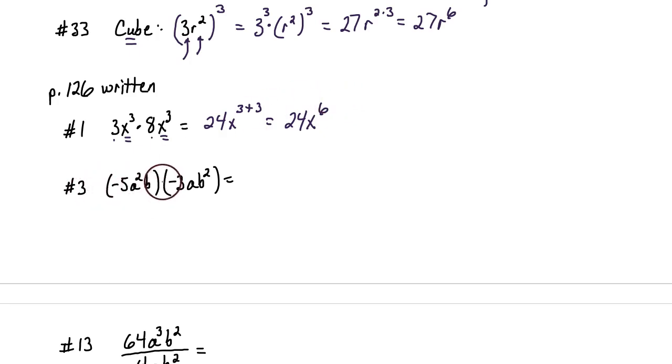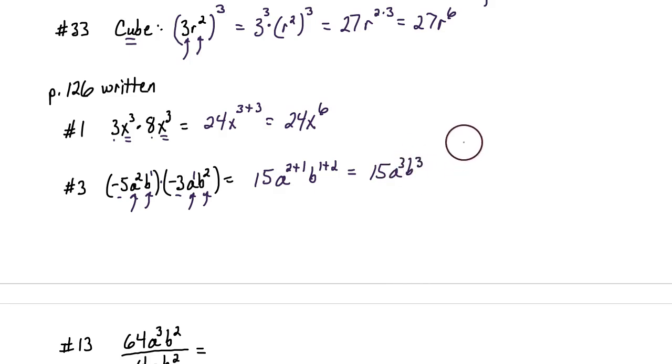Number 3, we're supposed to multiply these together. Negative 5 times negative 3 is positive 15. A to the second times a to the first is a to the 2 plus 1. Now let's look at the letter b. B to the first times b to the second is b to the 1 plus 2. So the answer is 15 a to the third power, b to the third power.